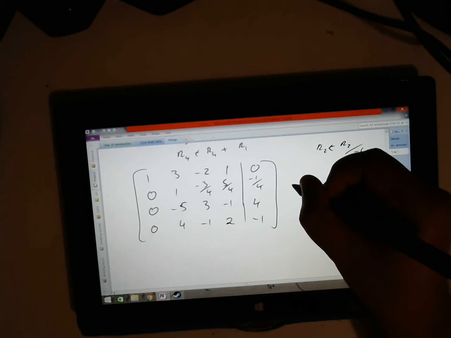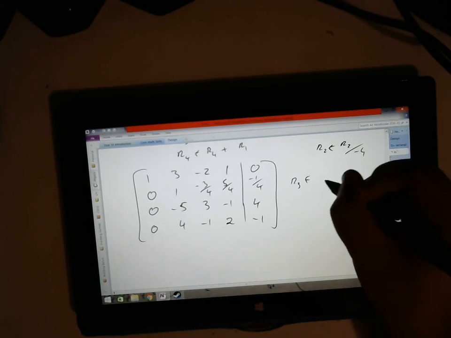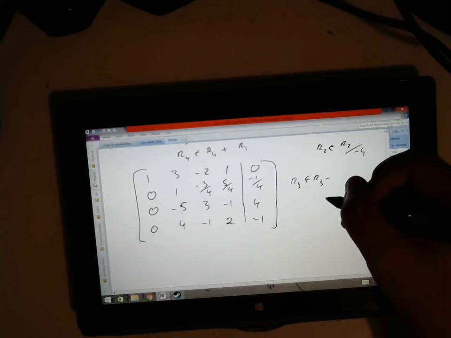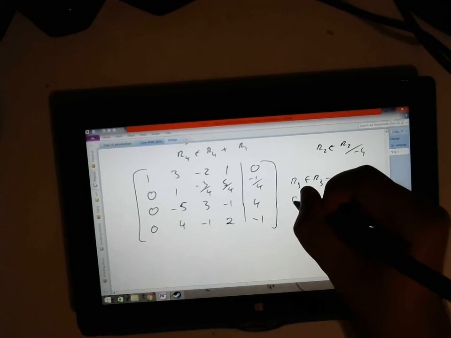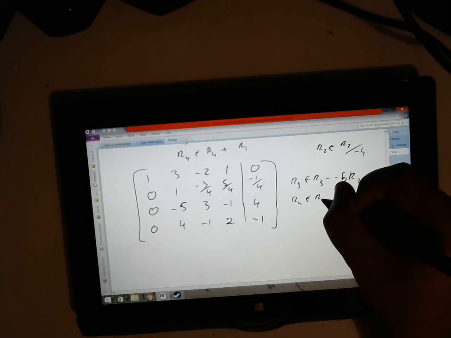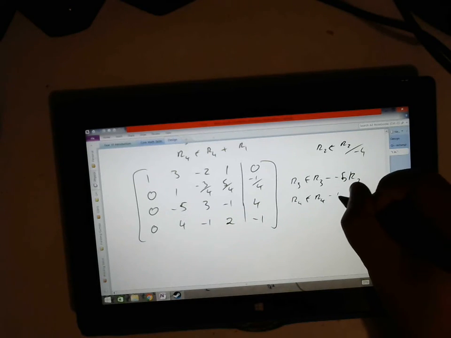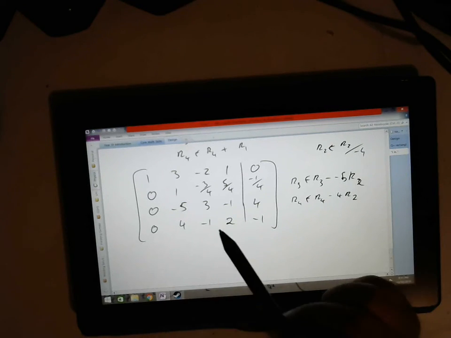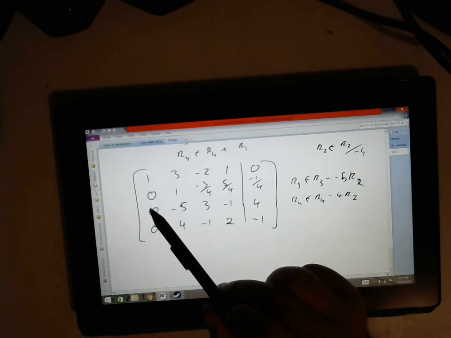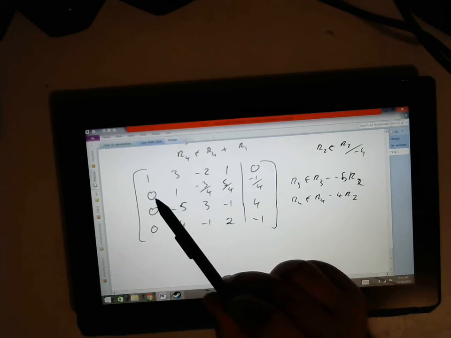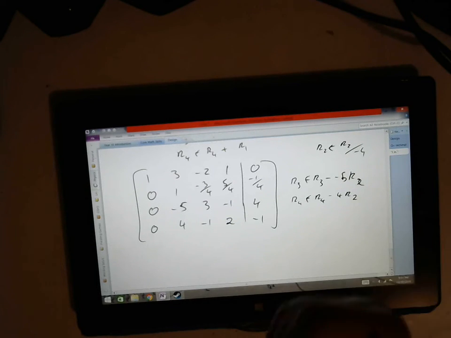So we're going to have R3 comes from R3, take away minus 5, being our pivot number, times R2. And R4 will come from R4, take away 4 times R2. Note, I'm using R2, I'm not using R1, because R1 would end up then having these numbers taking away some 1s. Right now we've got these numbers taking away some zeros, so that they don't change. So let's work our way through that.